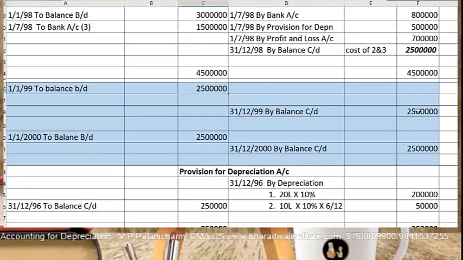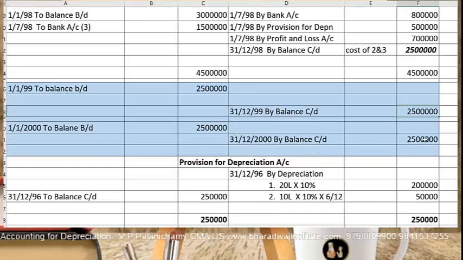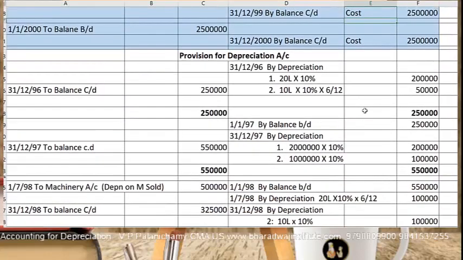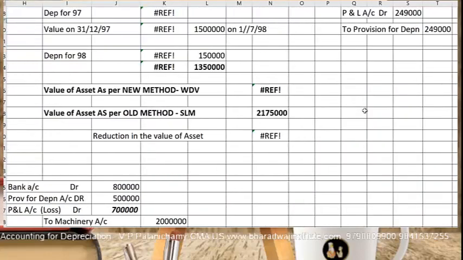Here it is 25 lakhs. Opening balance, closing balance is same. Next year also opening balance and closing balance are going to be what? Same. Clear? So there is no change in value of the asset. Because of change in the method of depreciation, SLM or WDV, value will not change because asset will appear at what price? Cost price. This closing balance always represents what? Cost of the asset.